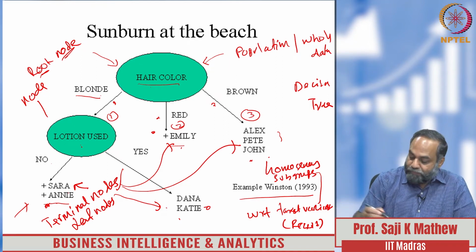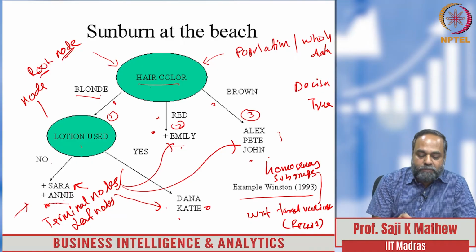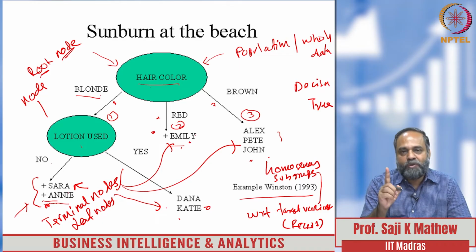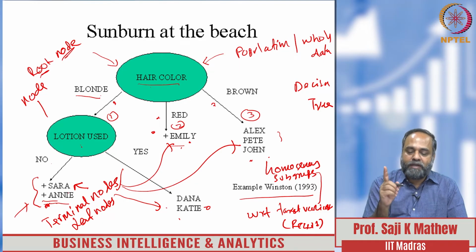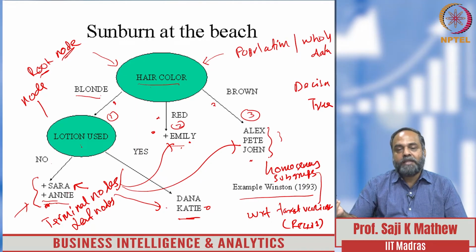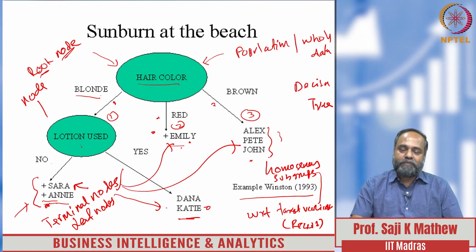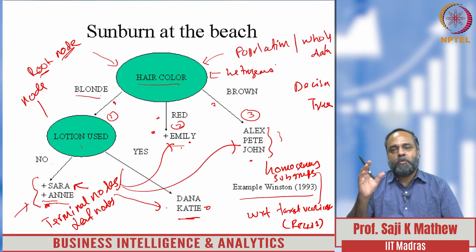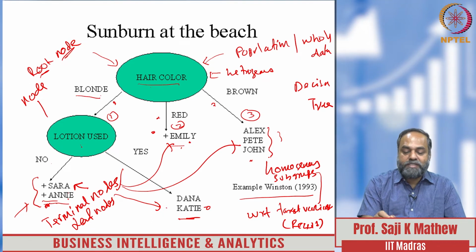When you form the subgroups and look at the leaf nodes, or terminal nodes, this particular terminal node has only 2 members, and both are homogeneous with respect to sunburn: both got sunburn. This node has only 1 member, so there is no point defining homogeneity there; it is 100% homogeneous. Dana and Katie both did not get sunburn, so again they are homogeneous. Alex, Pete and John did not get sunburn, so it is homogeneous with respect to the outcome variable. Now we can try to define a decision tree: a decision tree is a set of rules that split a heterogeneous population or data set into homogeneous subgroups.